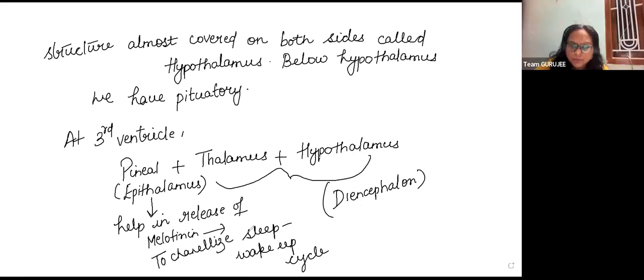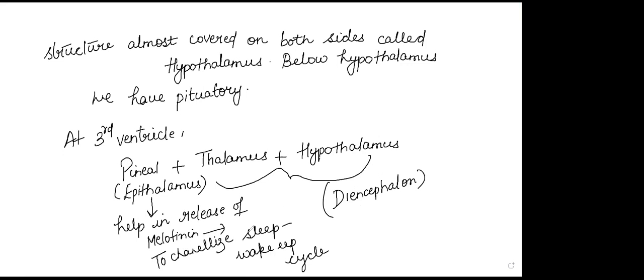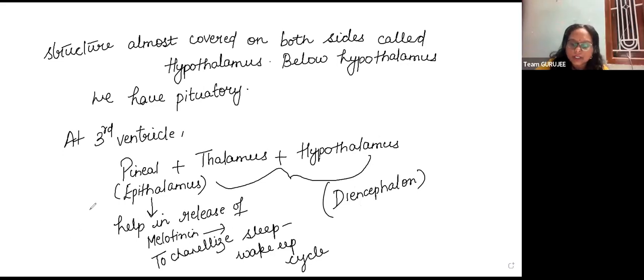Which last point? Help in release of that one, ma'am. Nothing. Pineal gland, it is a gland, so it will release a hormone like thyroid. It produces a thyroxine hormone like that. So the pineal gland releases a hormone called melatonin. Because in our body melatonin is released, we are able to sleep. At a particular time we are getting sleep, and when the melatonin goes down, we wake up in the morning. So it actually channelizes our sleep and wake up cycle.